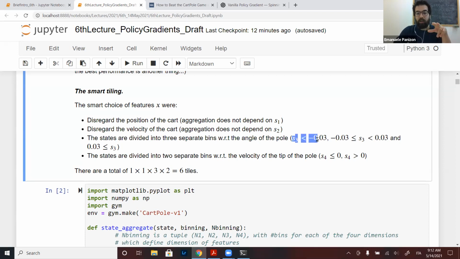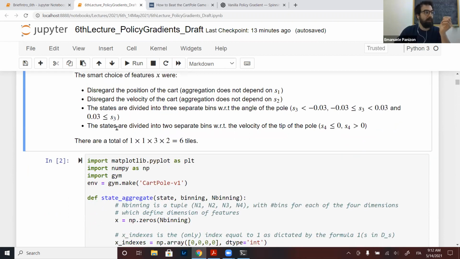One region is that the angle of the pole is less than 0, so it's leaning left, and it's larger in the sense that it's less than this value, 0.03, which has been found in an empirical way. The second region is that the angle is small, and we don't even care if it's leaning slightly to the left or leaning to the right. And the third region is if the angle is large and leaning to the right.